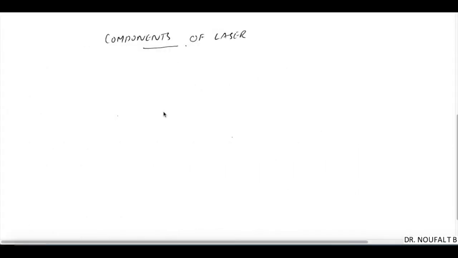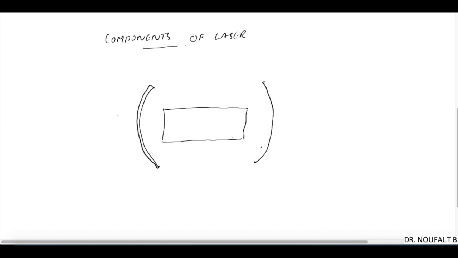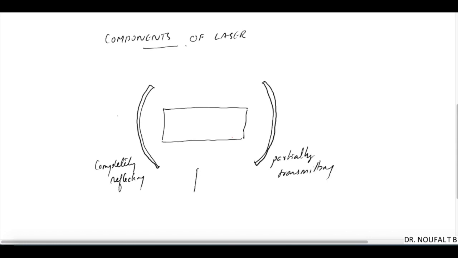Okay, what are the components of the laser? Laser consists of a medium and two parallel mirrors, of which one of the mirrors will be completely reflecting, the other mirror will be partially transmitting, and there will be a power source that is to energize the medium.